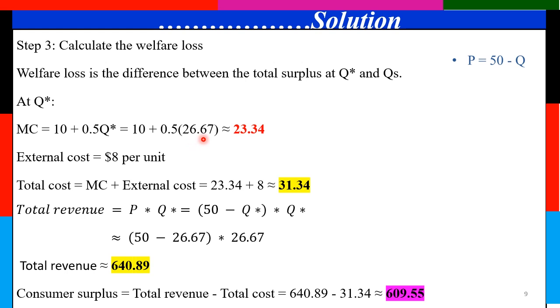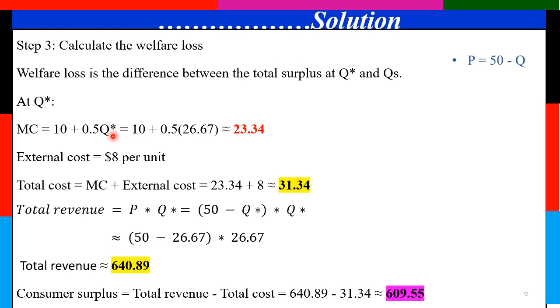We substitute in place of Q, which is equal to 10 plus 0.5 into 26 times 6.7. This number is the value of what? The output at market equilibrium. We already calculated this one.